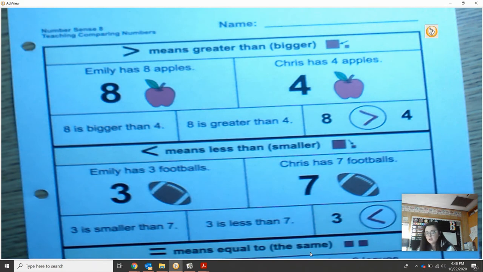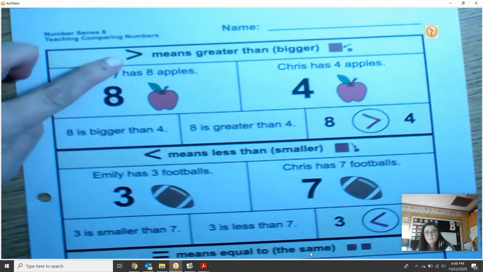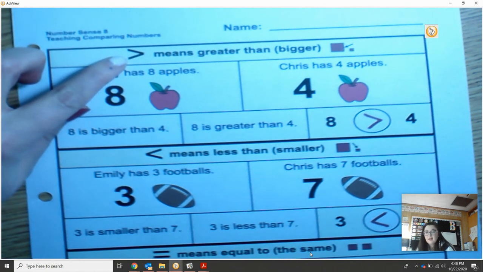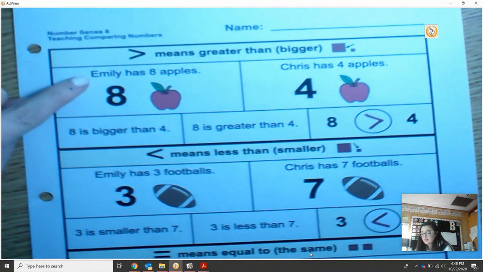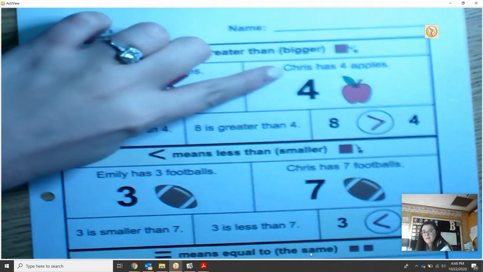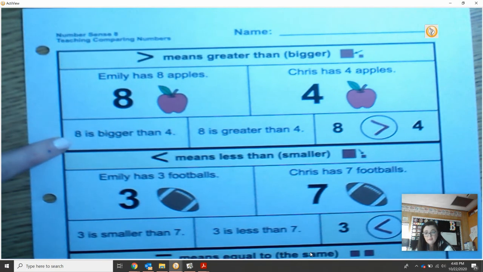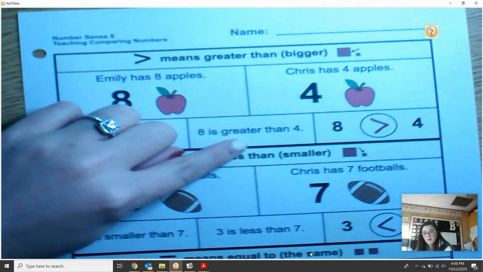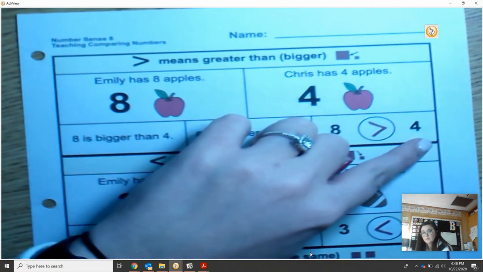So the first thing we're going to talk about is greater than. This symbol right here means greater than. And greater than is the bigger number. Okay, so let's look at our example. It says Emily has 8 apples and Chris has 4 apples. 8 is bigger than 4. 8 is greater than 4. And that's how we show it. 8 is greater than 4.